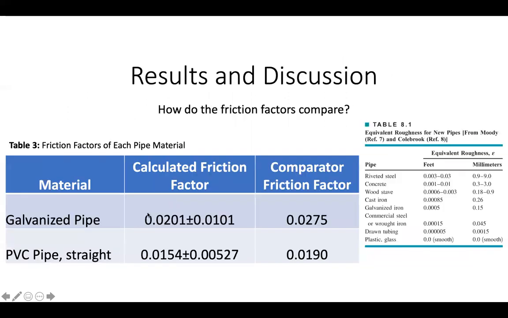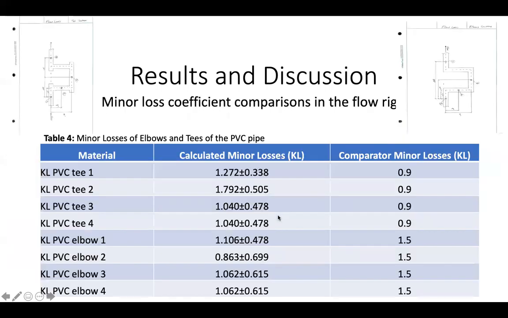The friction factors were then calculated here, and as you can see, our calculated friction factors have uncertainty values that help fall within our comparator friction factor that we got from the Moody chart. So our method of getting our delta P's from the beginning to the end of the straight run galvanized pipe and PVC pipe is valid for calculating the friction factors of both of these pipes, as our uncertainties fall within the comparator data range.